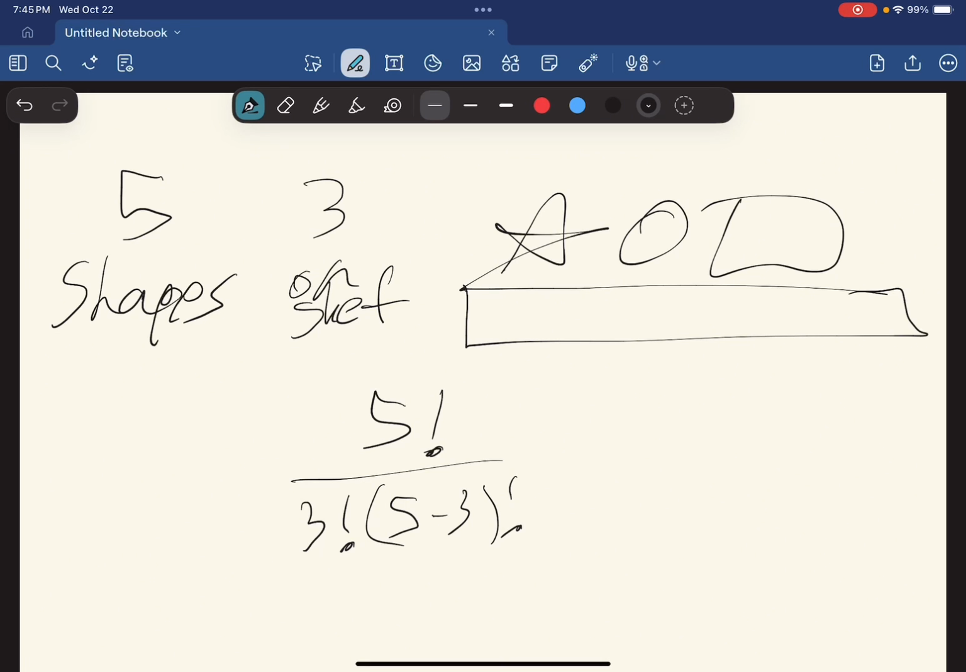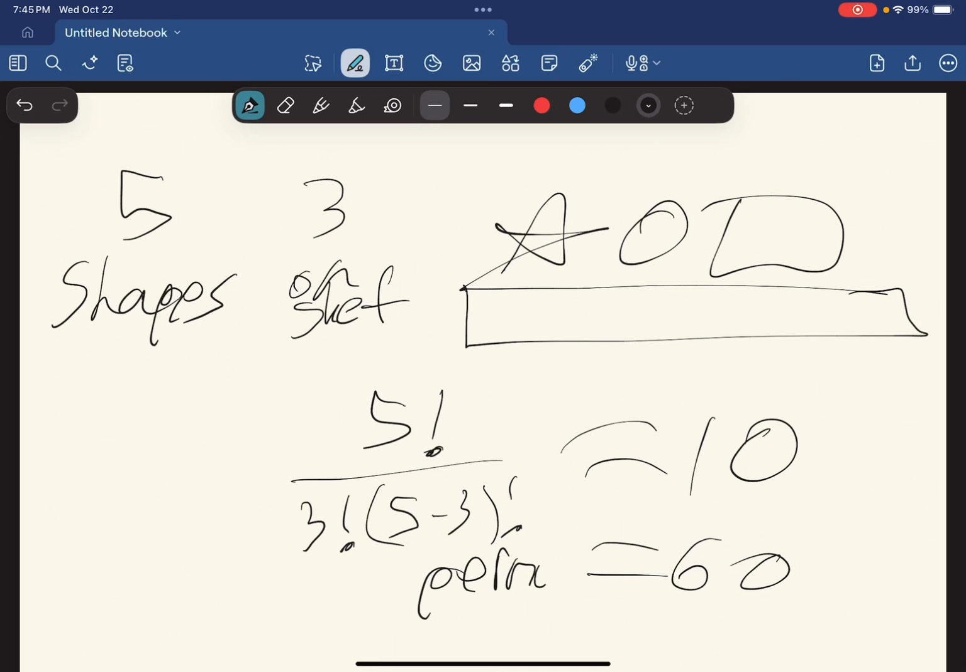And let's put that in a calculator. 5, 3. That'll give me 10 outcomes. So that's a lot smaller than permutating. Instead of permutating, if I combinate, I will get a lot fewer outcomes.